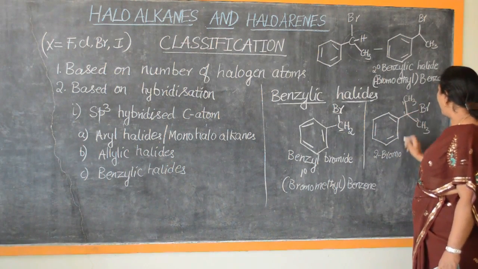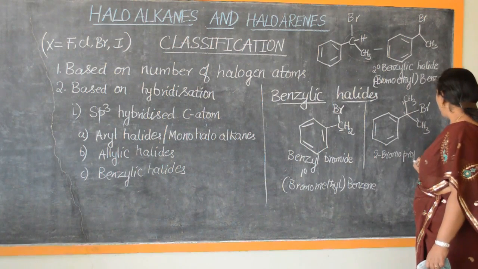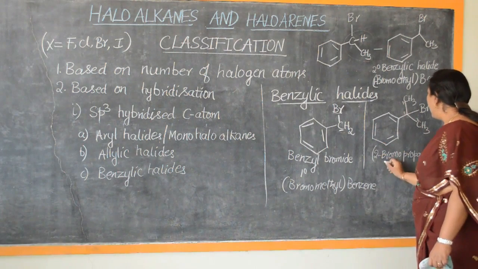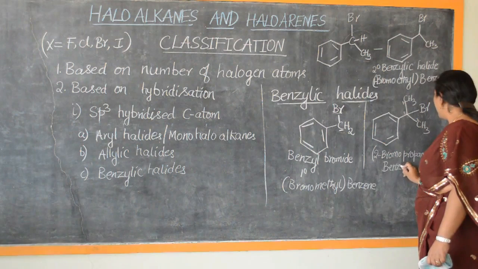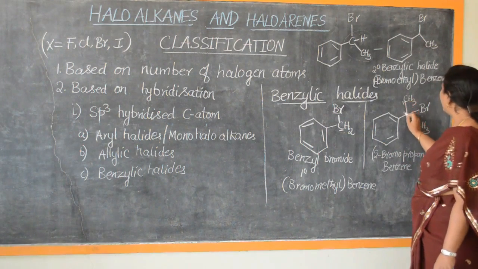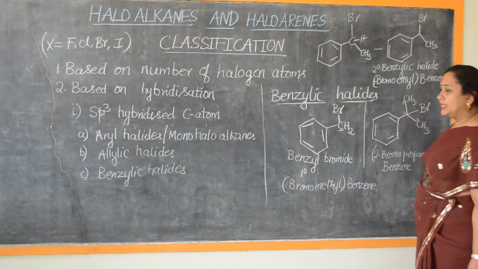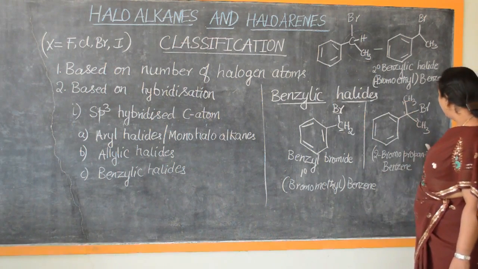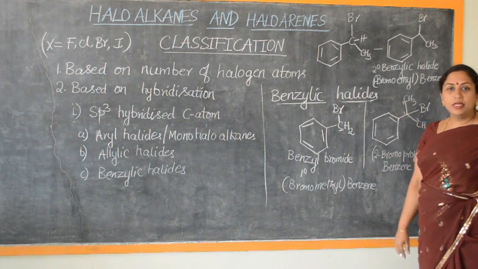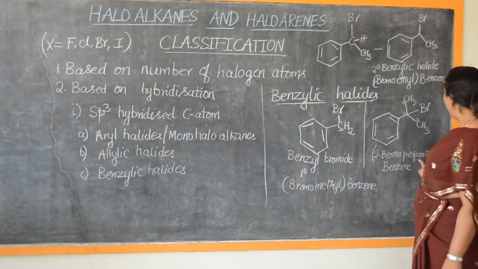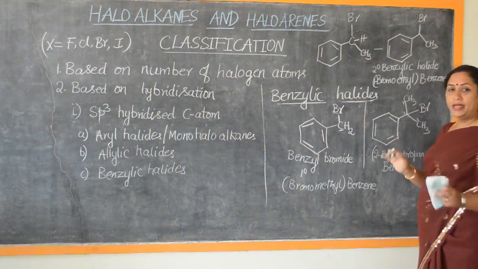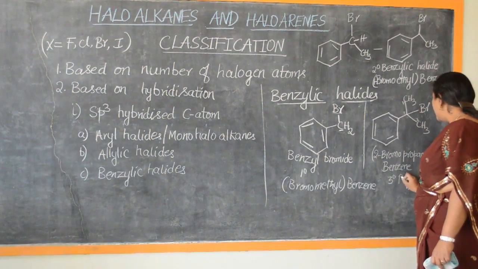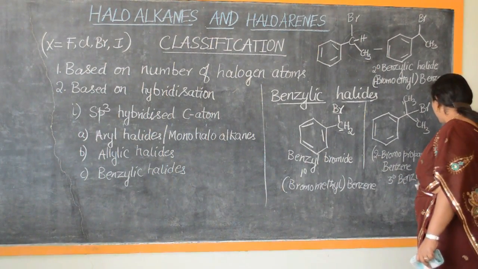Otherwise, this is a propyl group, propan-2-yl. So propyl and benzene. We are talking about propan because it is present in the side chain. For the second carbon atom, all of these are present, and then the remaining part is benzene. Therefore, the name of this compound becomes 2-bromopropan-2-yl. That should be written within the parentheses, and then benzene outside. This is an example of a tertiary benzylic halide.